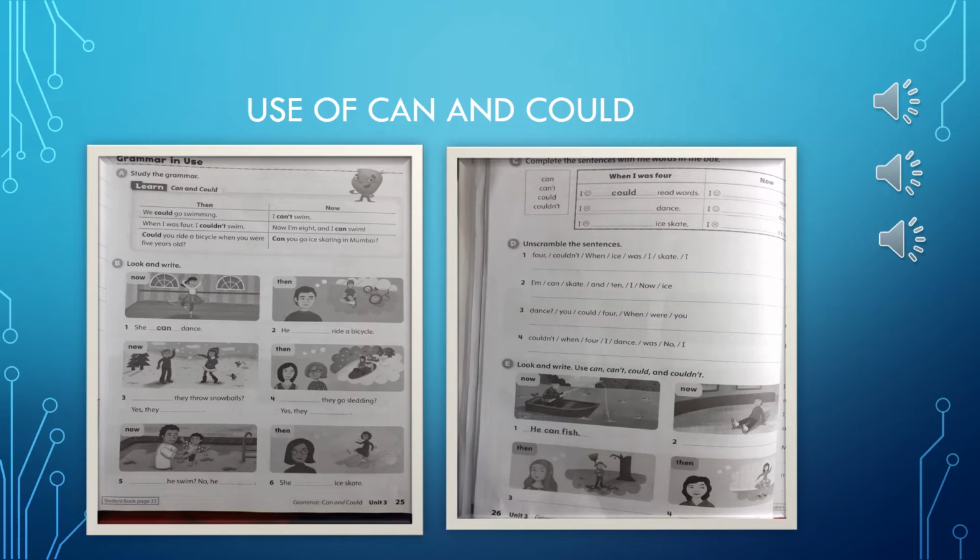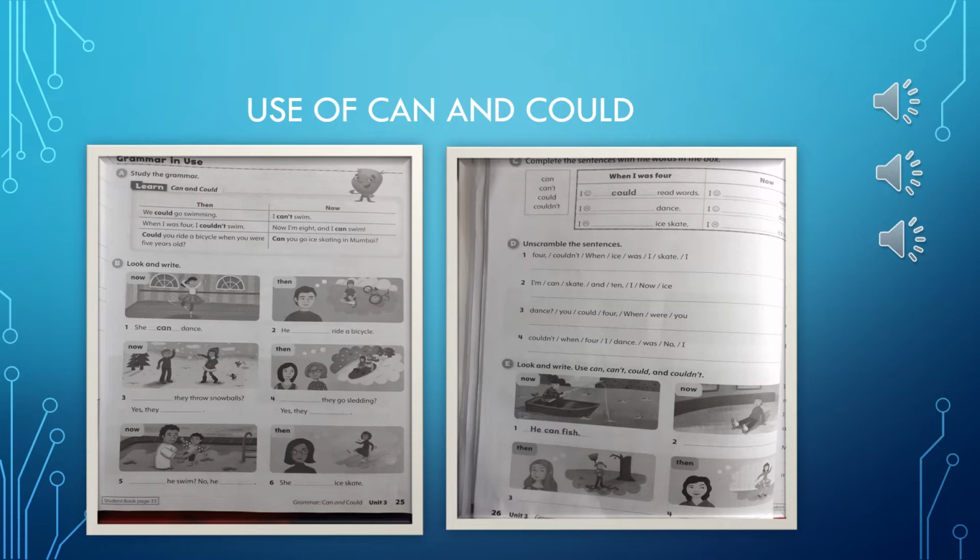Okay, number three. Dash they throw snowballs. And the picture shows now. That means you have to use can or can't. So what would you use here? Yes, can. They can throw snowballs, because in the picture they are throwing snowballs at each other.